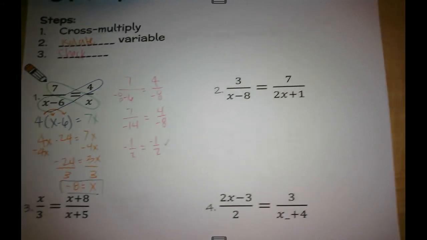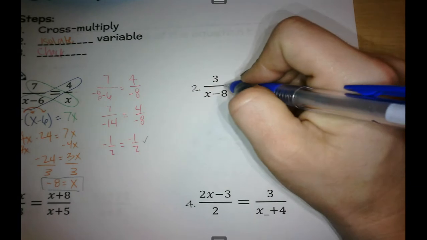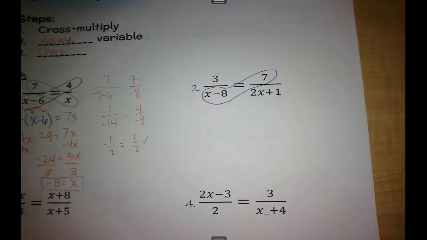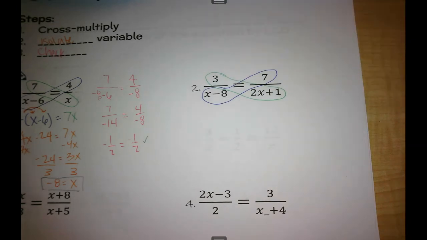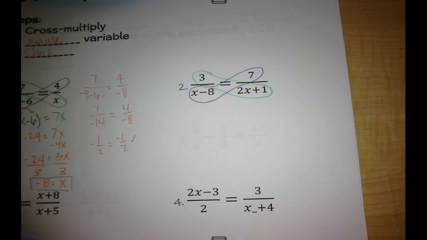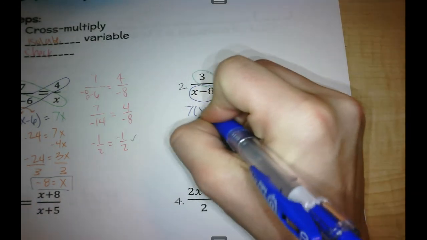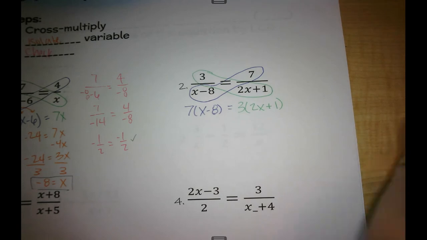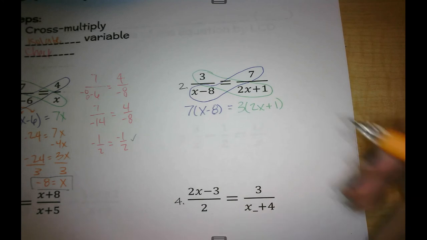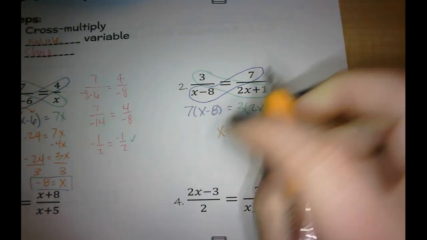Okay, so for these other ones, you just do the same thing. Again, look and see these problems. They're relatively easy in terms of that they're just binomials. There's no trinomials in here. So this would be 7 times x minus 8 equals 3 times 2x plus 1. And when we solve and isolate x, x equals 59.